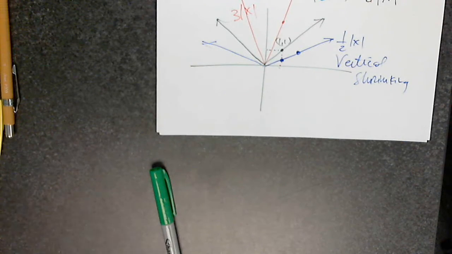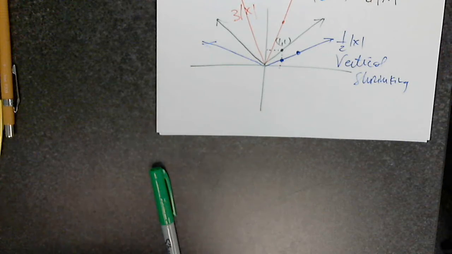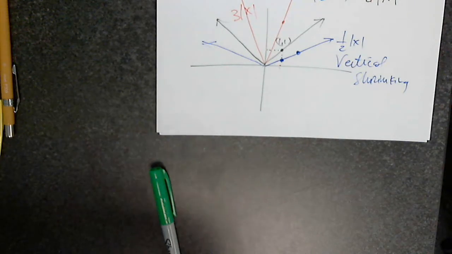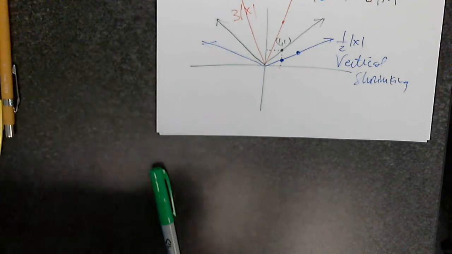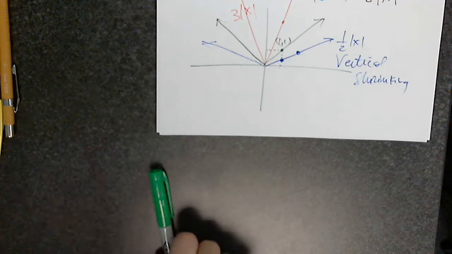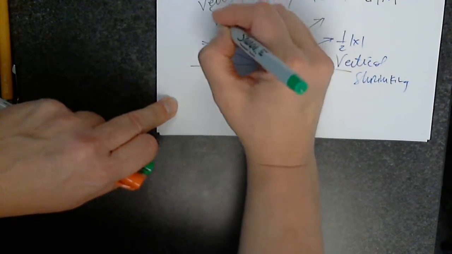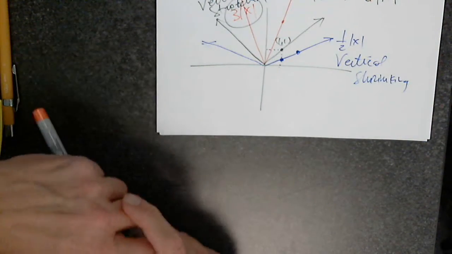So every time we multiply y by a number less than 1, vertical shrinking of the graph. And every time we multiply y by a number greater than 1, vertical stretching of the graph. Okay? So this is vertical stretching.